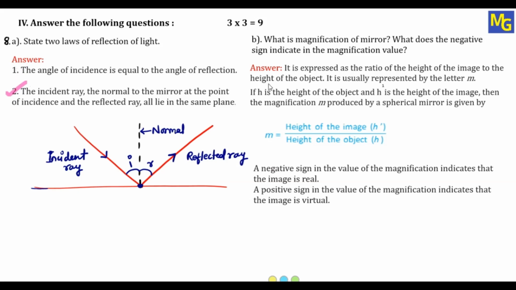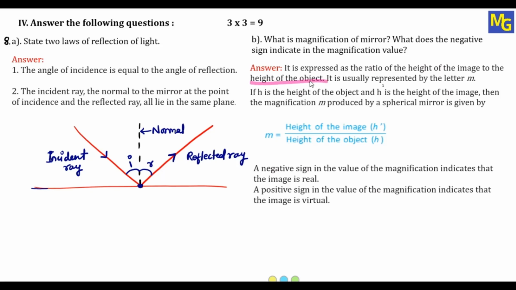Now we will move on to question B. What is magnification of a mirror? What does the negative sign indicate in the magnification value? So the answer is, what is magnification? First we will write that. Magnify means making it big, making something big is called magnify. So we will write, it is expressed as the ratio of the height of the image to the height of the object.